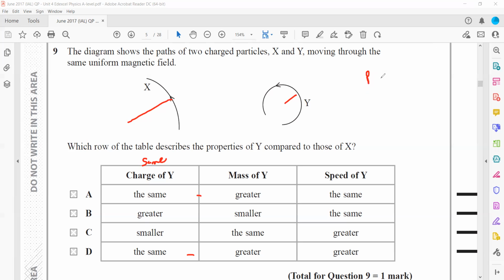So momentum and radius of curvature are directly proportional. The one which has a high momentum will have a greater radius. So X has a greater momentum, Y has a smaller momentum. So here momentum will increase, here momentum decreases, here momentum is the same, yeah, that's right. B is the right answer, because if I check with the reason why I chose it, they should have the same charge, because they are deviating in the same direction.